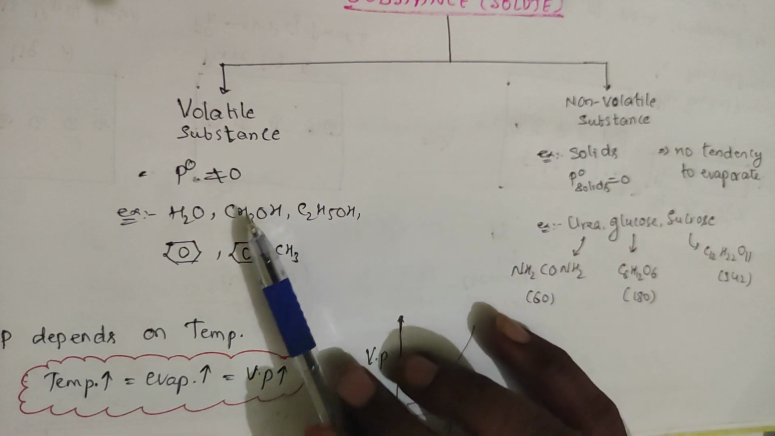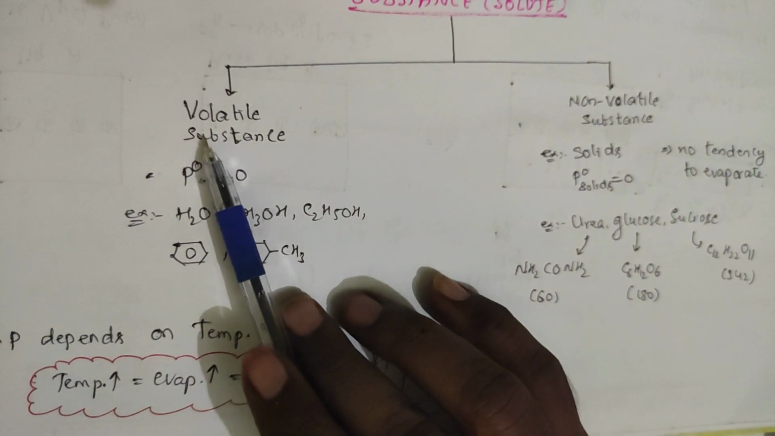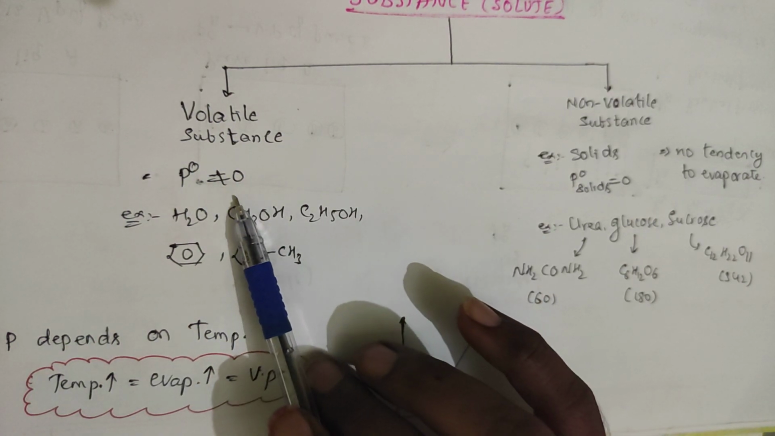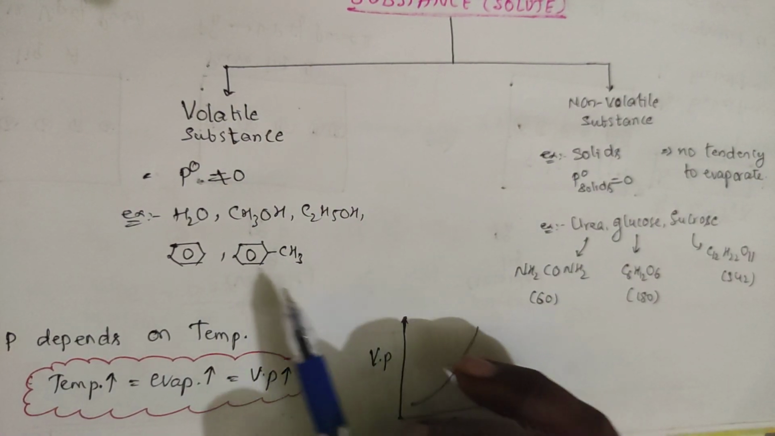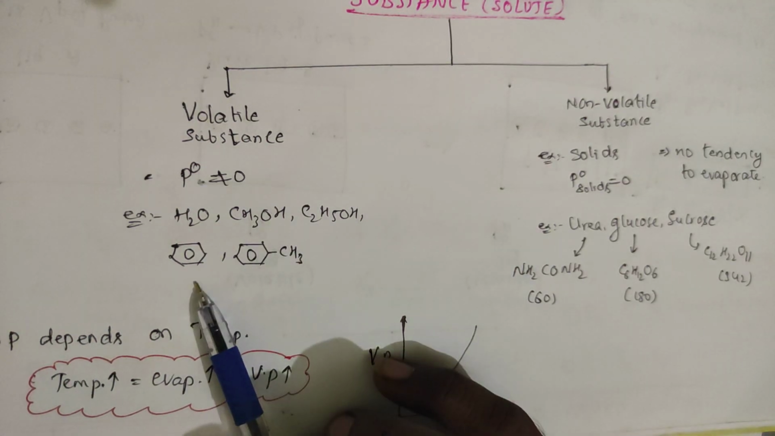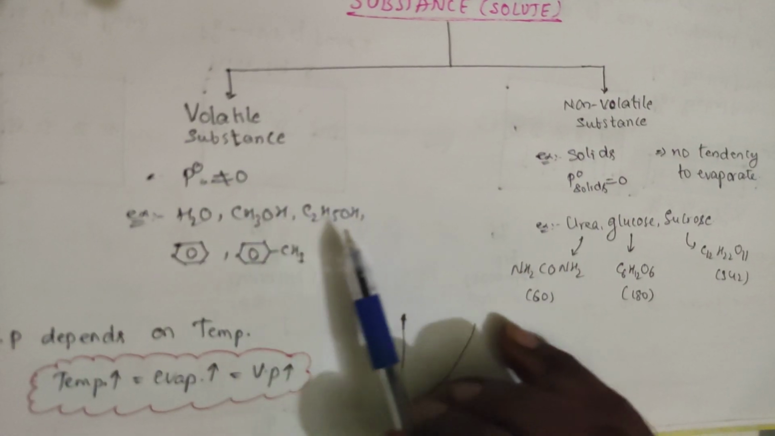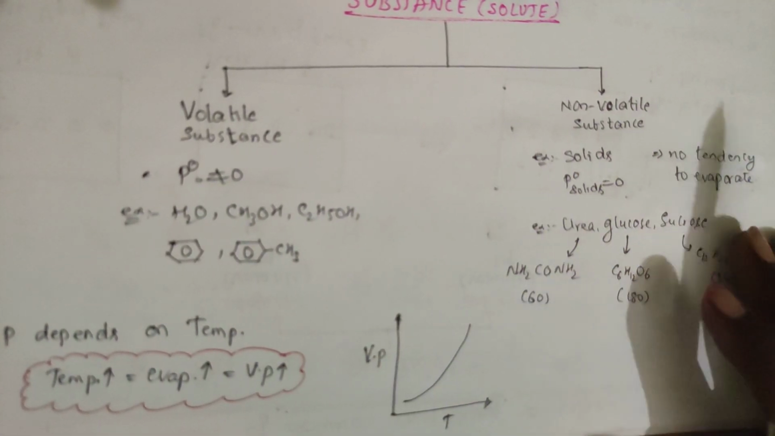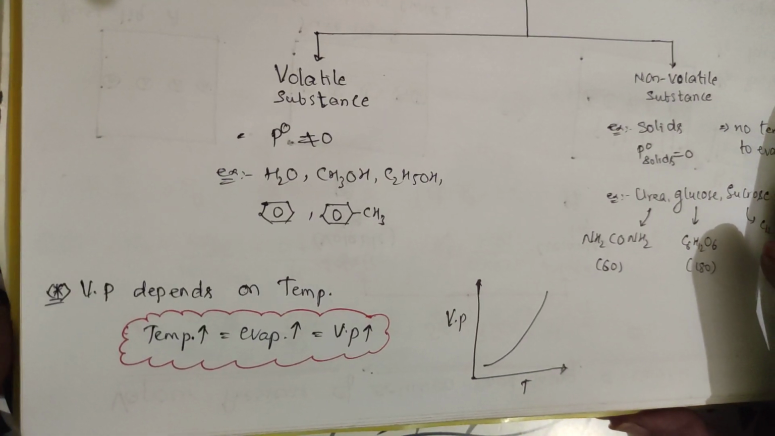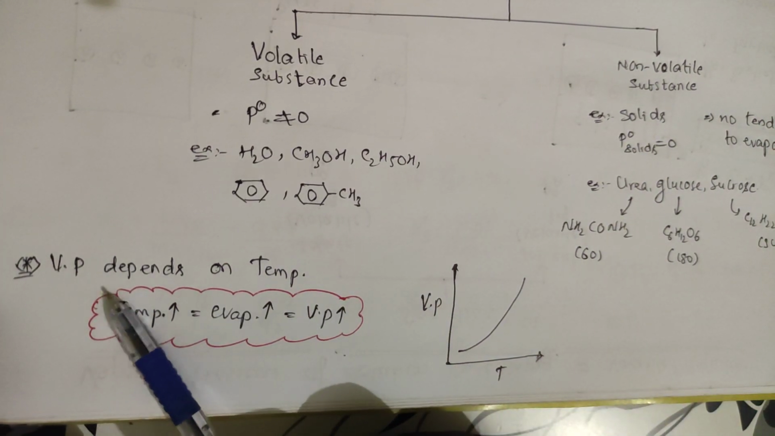This is condition. If both are volatile, this is the condition. Means what does that indicate? P naught of that substance, whatever you are adding, it is not equal to 0 because it has some vapor pressure. Example, those are taken as water, methyl alcohol, ethyl alcohol, benzene as well as toluene. So many they are there. This is the condition. And vapor pressure.